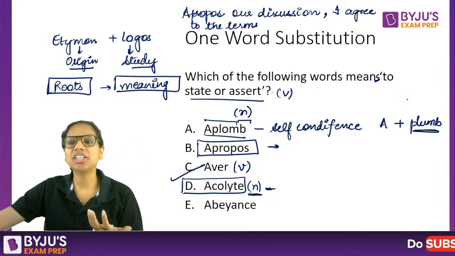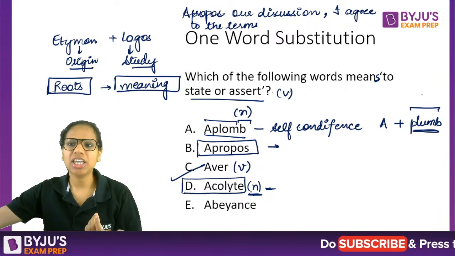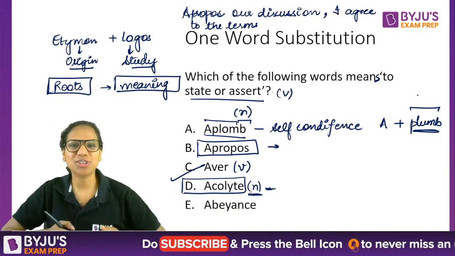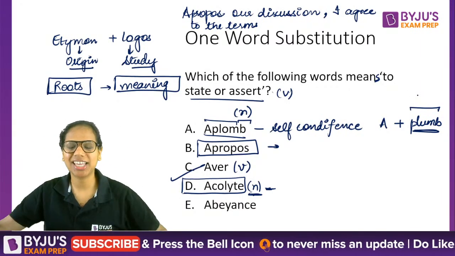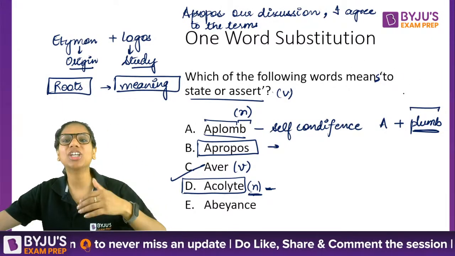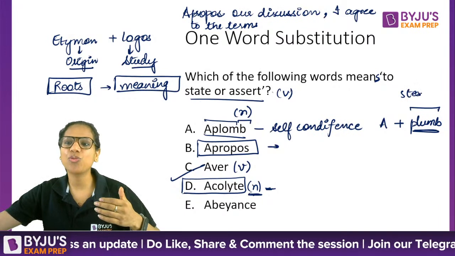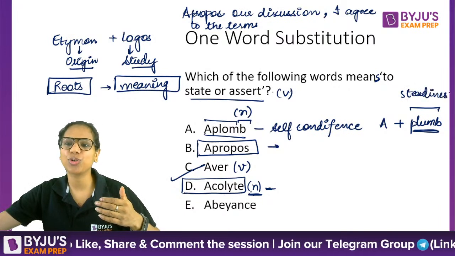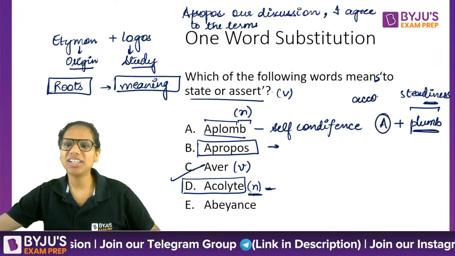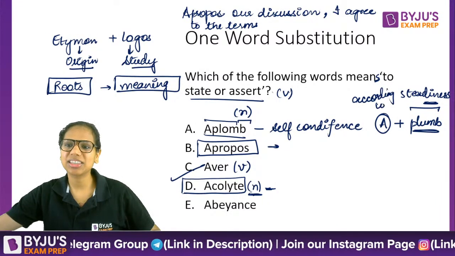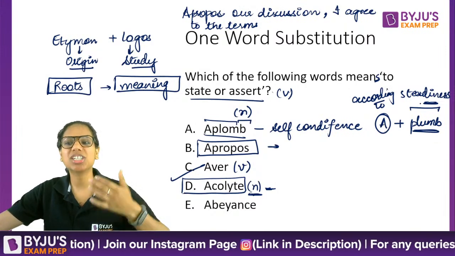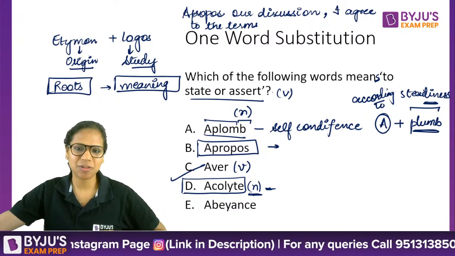A plumber has to take a number of measurements. A plumber has to see that whatever he or she fixes is perpendicular to the floor, right? It's not leaning here and there. So they have instruments that measure the perpendicularity, the steadiness of whatever they are fixing onto the floor. According to this is what it means: a plumb, according to measurement, according to steadiness, according to perpendicularity.